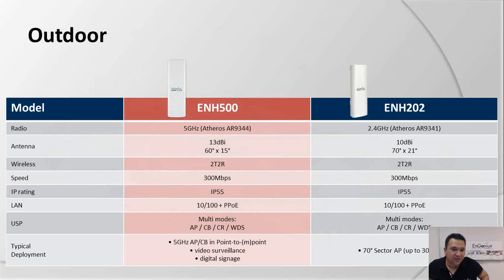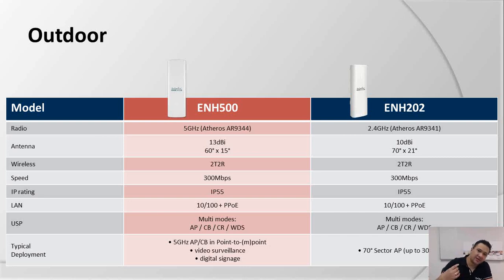Okay, the lineup of the devices. Like I said, we have ENH. It's a bigger device. Unfortunately, I don't have it here. It's a bigger device with a bigger antenna. So you also have to imagine that the range is a little further because the antenna is bigger. And we have the 5 gigahertz and the 2.4 gigahertz radio.